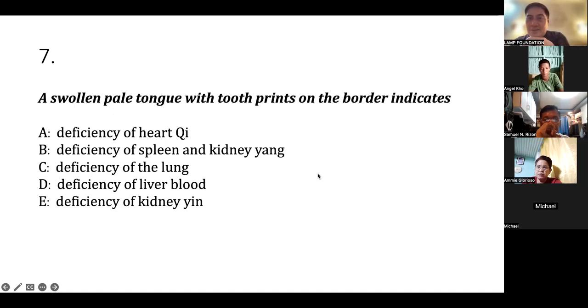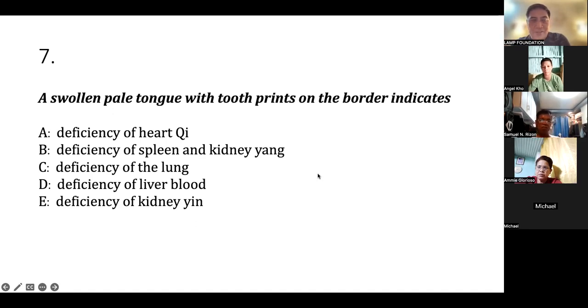Kidney is supposed to be the mother of the liver, and liver is wood. So what will happen when the yin is deficient? Do you think the liver, the wood element, can grow? No. It cannot store blood anymore. And the liver blood also needs kidney yin.